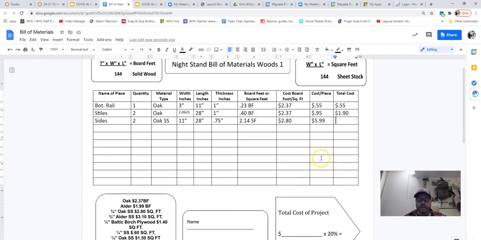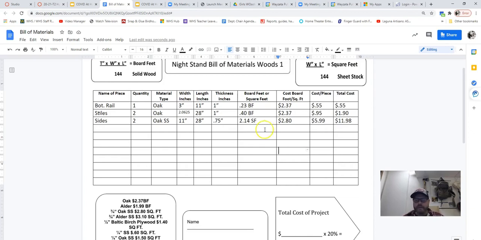So then I just have to double that, because I got two sides. So $5.99 times 2 is $11.98. And that makes sense because my sides are significantly bigger than just a stile or my bottom rail, so my sides are going to be the most expensive part of my project.